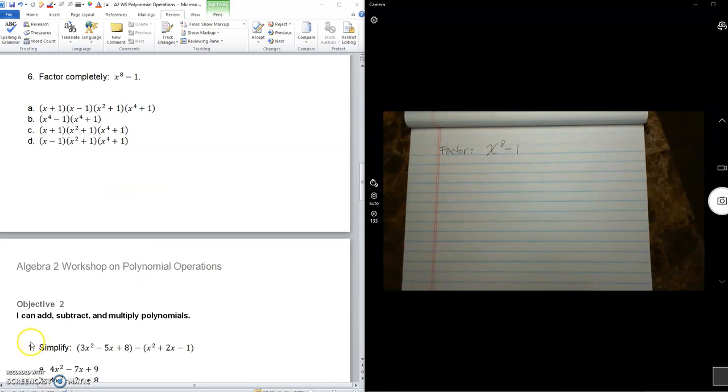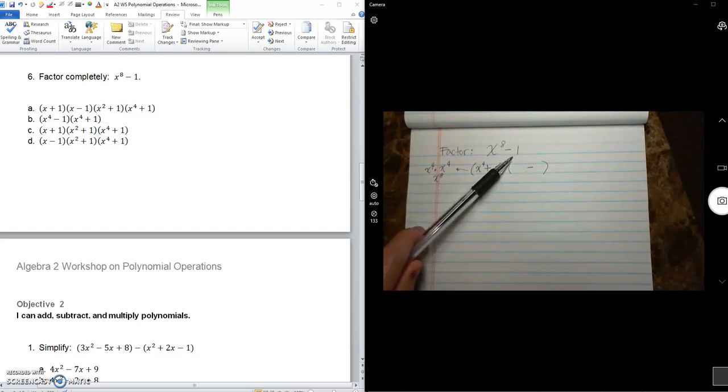All right, so factor completely x to the 8 minus 1, and this is difference of squares because those two are perfect squares. So let's go ahead and do that by hand. Make two parentheses with different signs inside. Get the square root of the first term, which is x to the fourth. This is a summary of why it's x to the fourth, because x to the fourth times x to the fourth is x to the 8. So that is the square root of x to the 8.